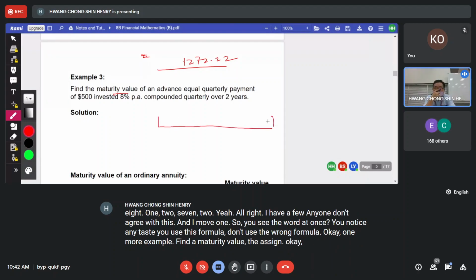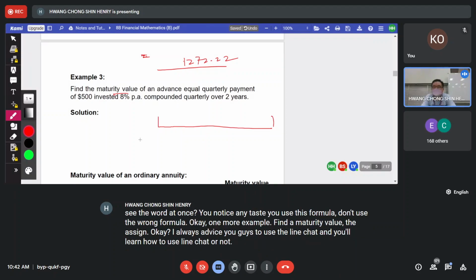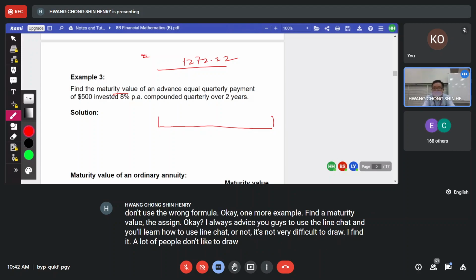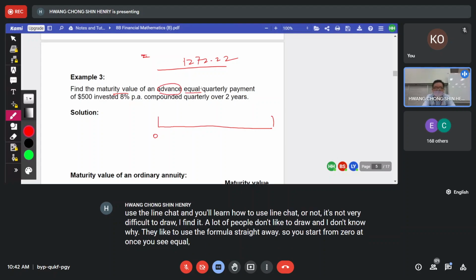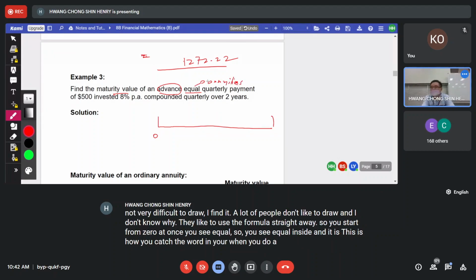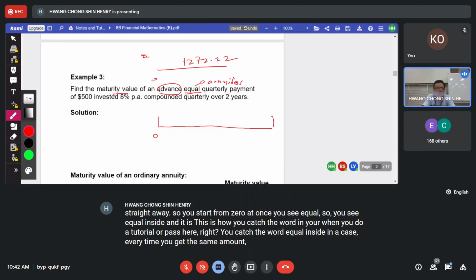Okay, so I always advise you guys to use the line chart. Can you all learn how to use the line chart or not? It's not very difficult to draw. But I find that a lot of people don't like to draw one. I don't know why. They like to use the formula straight away. So you start from 0 at once, you see? Equal. So you see, equal means what? Annuities. This is how you catch the word when you do a tutorial or past year. Equal means annuities, every time you get the same amount. At once means early.